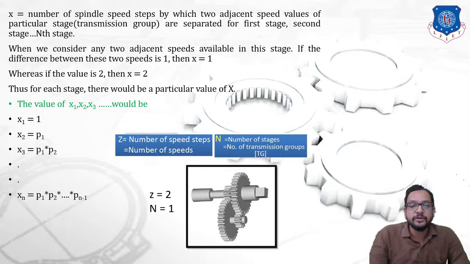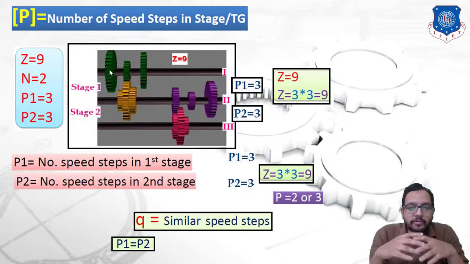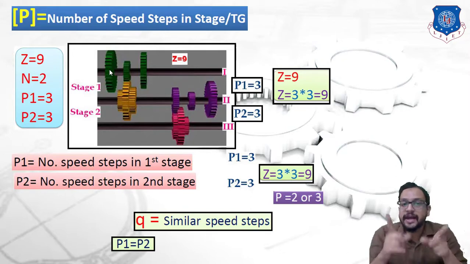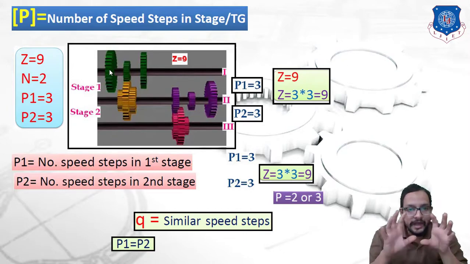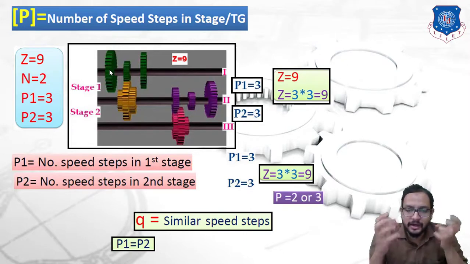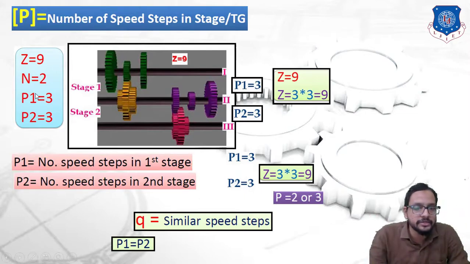Now let's proceed further. Let us take another example. Over here I have shown a multi-speed gearbox, and it is going to transmit 9 different speeds, which means it is a 9-speed gearbox, and there are 2 stages available. The diagram is given. You need to determine how many speed steps would be transmitted and how many stages there are. I have written the answer over here. You can clearly see. So let us see how we are going to predict.